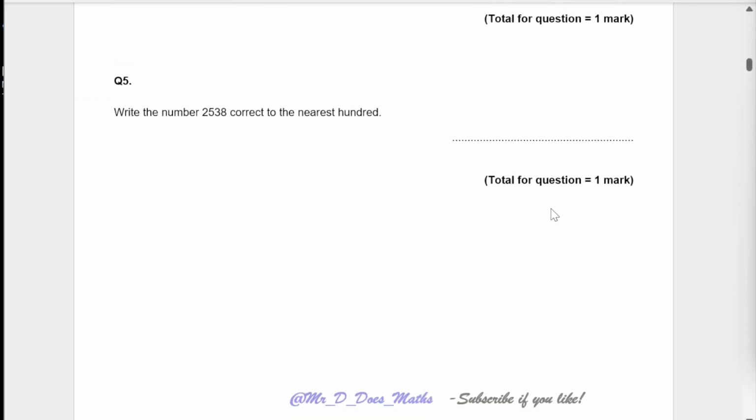Right, question 5, write the number 2,538 correct to the nearest 100. Well, that's the 100s digit, so it's either close to 2,500 or 2,600. The tens digit is a 3, so we would keep it as 25 hundreds or 2,500.